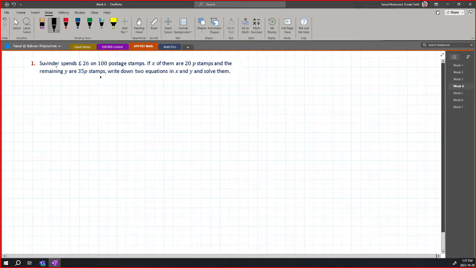Hussein. So Suvinder spends 26 pounds on 100 postage stamps, the ones we put on mail. He bought 100 of them and spent 26 pounds in total. To make it a bit simpler, we will convert it to Bahraini dinars.